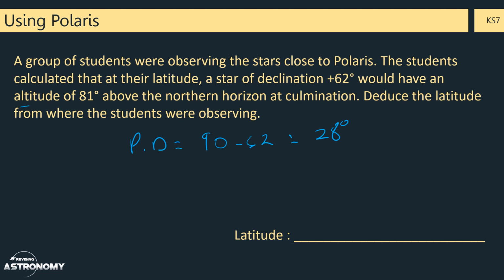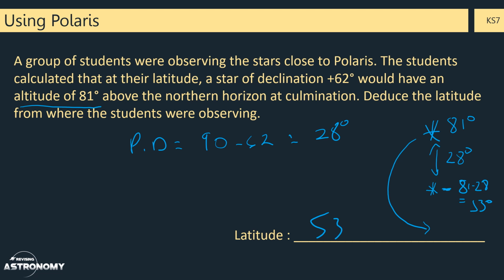Now it tells us that it will have an altitude of 81 degrees above the northern horizon at culmination. So at 81 degrees, we would find our star at its highest point, and we would know that Polaris, which it would be rotating around, would be 28 degrees away from it or underneath, because the star would move around. So we know therefore the altitude of Polaris will be 81 minus 28, which is 53 degrees. So we know therefore that Polaris must be at 53 degrees.